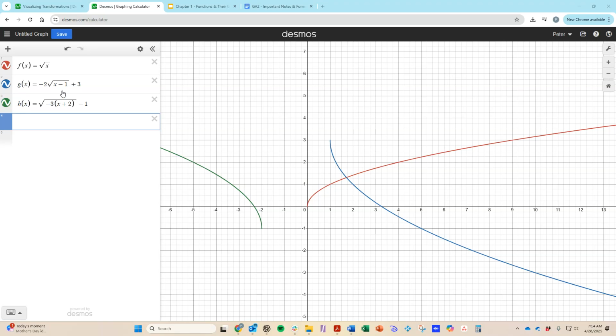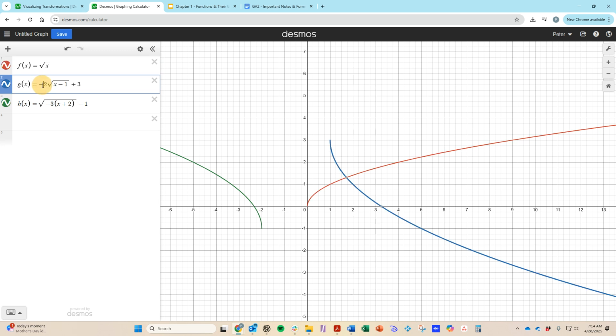All right, so let's put this into action a little bit. Coming back to this Desmos screen here, you can see the red line is our original parent function, the square root of x, the most basic version there. And then you can see the blue line. Let's try to name these different transformations, okay?